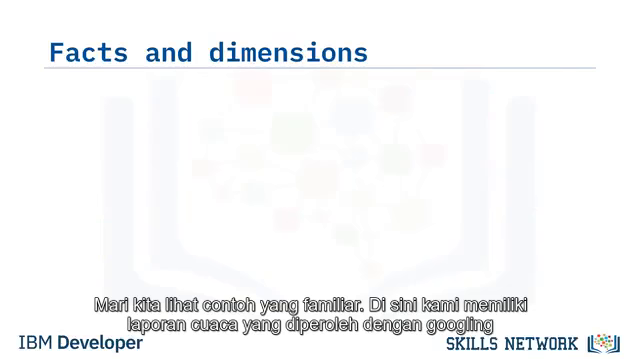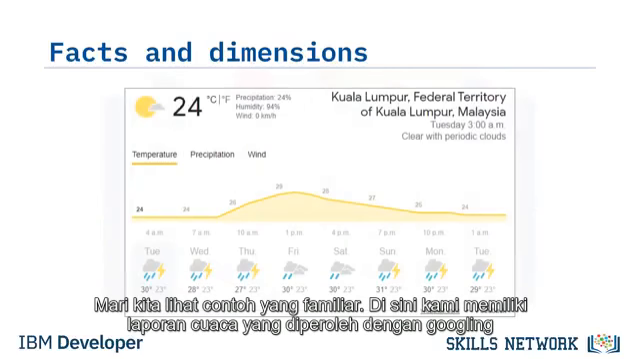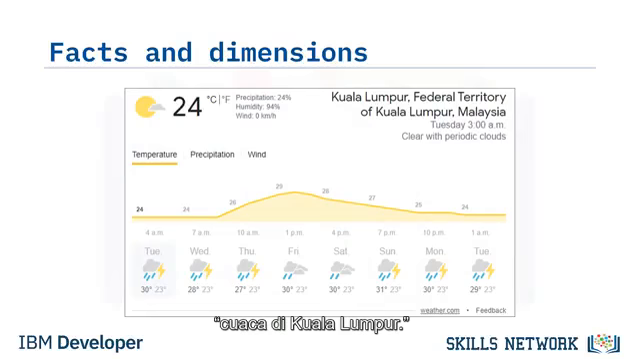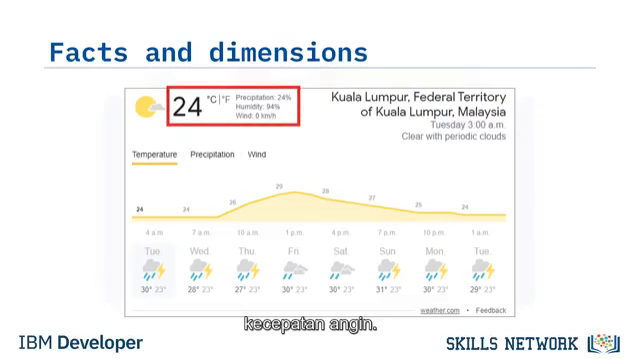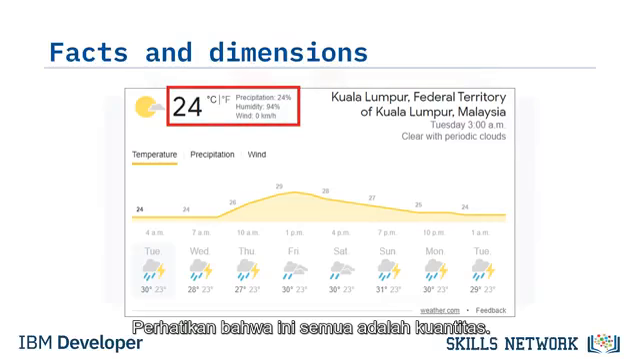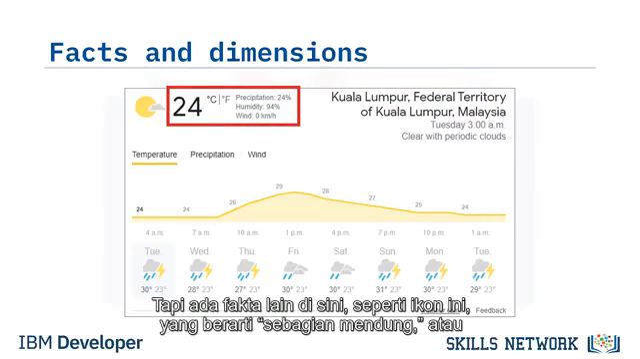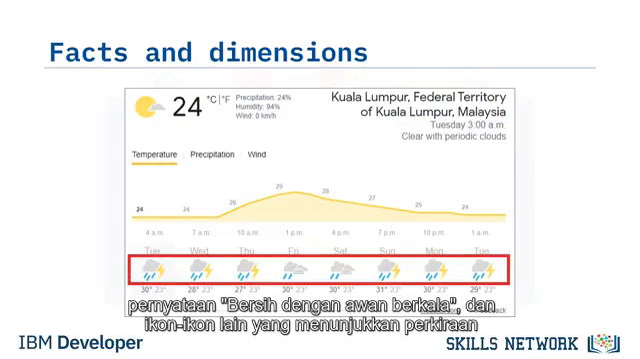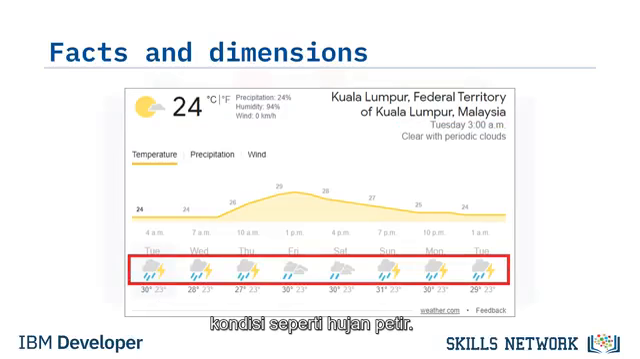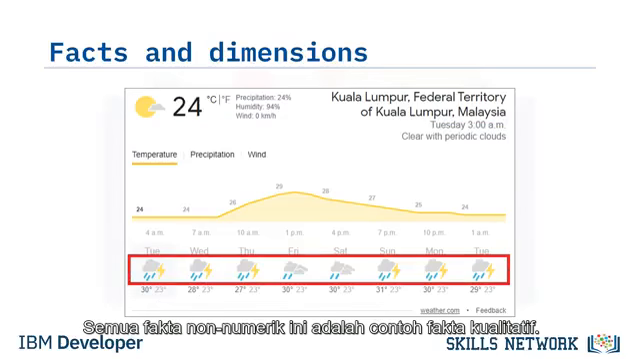Let's look at a familiar example. Here we have a weather report obtained by Googling weather in Kuala Lumpur. The facts here are things like the temperature, humidity, probability of precipitation, and wind speed. Notice that these are all quantities. But there are other facts here, such as this icon, which means partly cloudy, or the statement clear with periodic clouds, and these other icons which indicate forecasted conditions, such as thunder showers. All of these non-numeric facts are examples of qualitative facts.